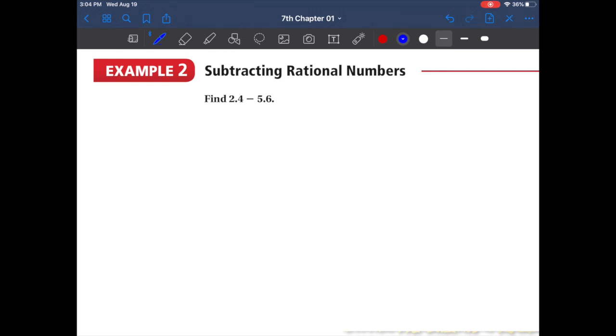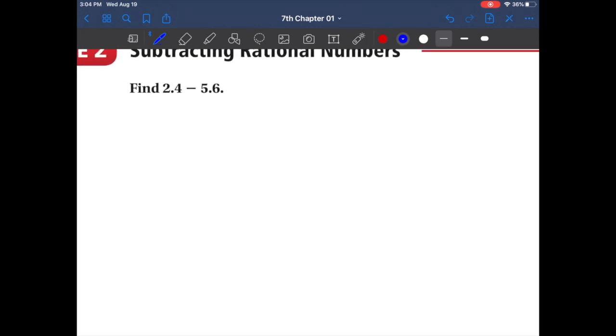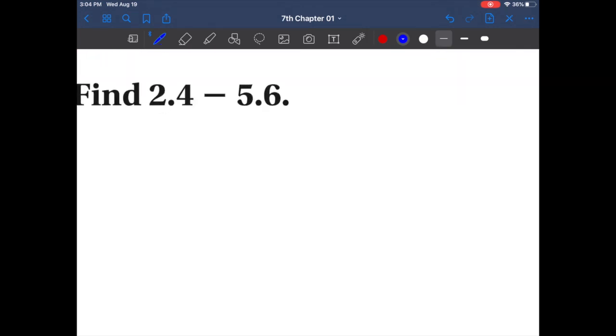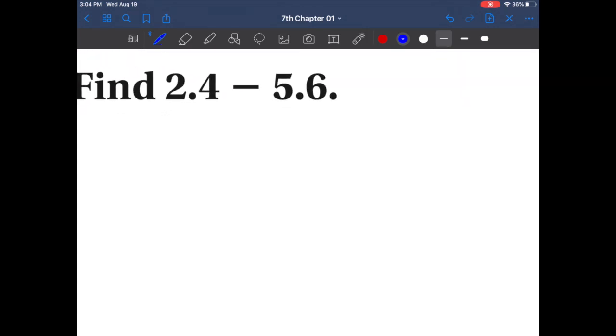In example number 2, we are going to be subtracting decimals, positive and negative decimals. All right, same rules still apply. Same sign, add. Different sign, subtract. Well, let's take a look at this problem. Do they have a different sign or same sign? Well, let's see. Is that a positive 2.4 or a negative 2.4? That is a positive 2.4. So it looks like they are different signs. So if they are different signs, we have to subtract.